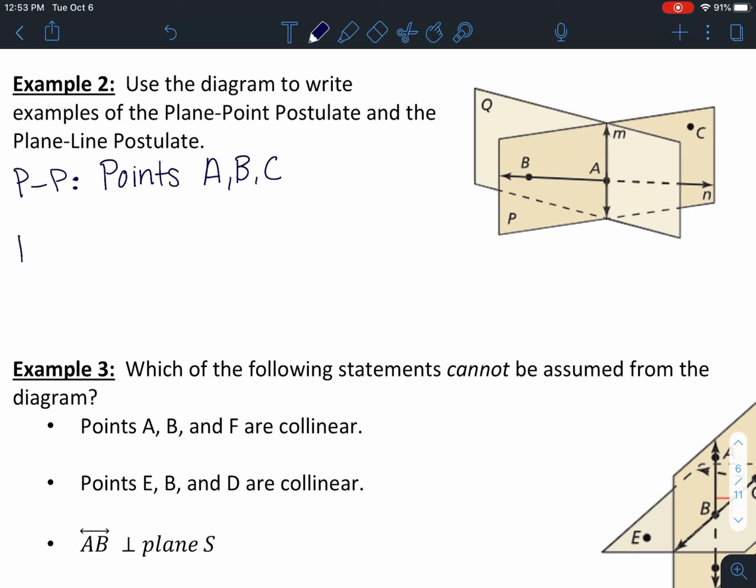All right, so now let's look at what the plane line postulate says. The plane line postulate says that if 2 points lie on a plane, then exactly 1 line containing those 2 points lies on the plane. So this one again is going to be talking about points B and A. Because points B and A lie on plane P right there, then line N also lies on the plane.